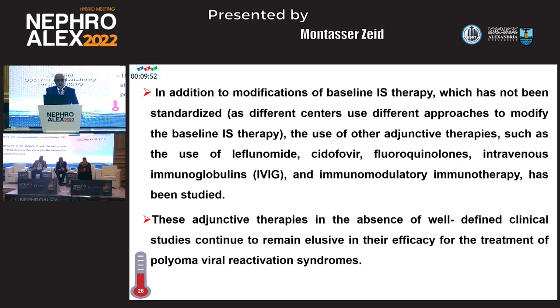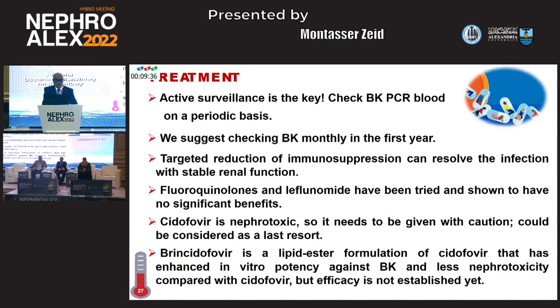There are adjunctive therapies that may be tried. IVIG, which is an immunomodulatory immunotherapy, has been studied, and these adjunctive therapies, in the absence of well-defined clinical studies, continue to remain elusive in their efficacy for the treatment of polyomavirus reactivation syndrome.